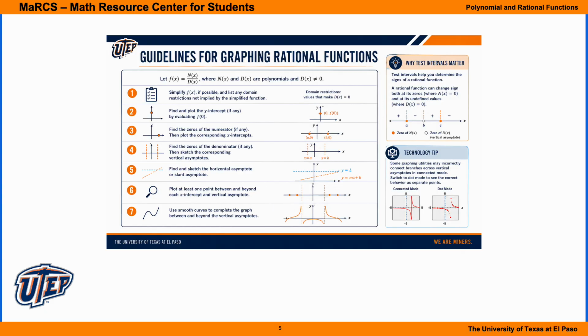Test intervals help you determine the signs of a rational function. A rational function can change sign both at its zeros, where n of x is equal to 0, and at its undefined values, where d of x is equal to 0. Some graphing utilities may incorrectly connect branches across vertical asymptotes in connected mode. So switch to dot mode to see the correct behavior as separate points.